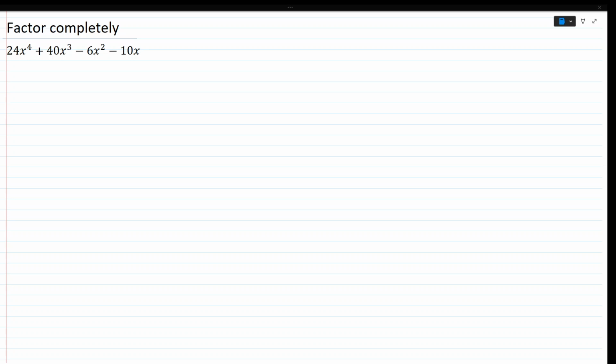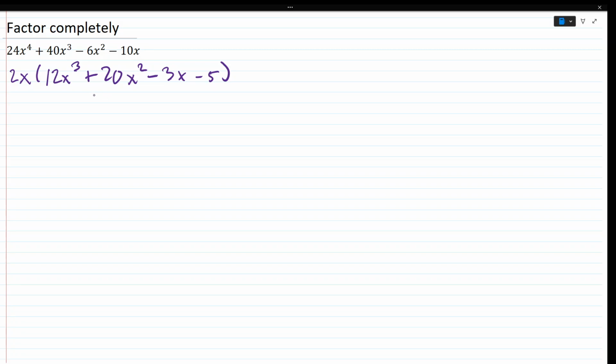In this example, you're to factor the polynomial 24x to the fourth plus 40x cubed minus 6x squared minus 10x. So the first thing is, can we factor out a GCF? In this case, all of the coefficients are divisible by 2, and each term has an x, and the smallest power of the x's is to the first. So we could factor out 2x, and we'd have left over 12x cubed plus 20x squared minus 3x minus 5.